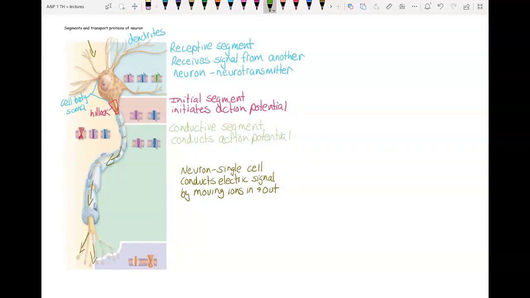The longest one would be in your sciatic nerve that goes from your lower back through your hips, down your leg, all the way to your foot. So the long part of a neuron is its axon. So all of this from here down to here is all axon. Then when you get to the bottom and it branches out, these branches are telodendria.